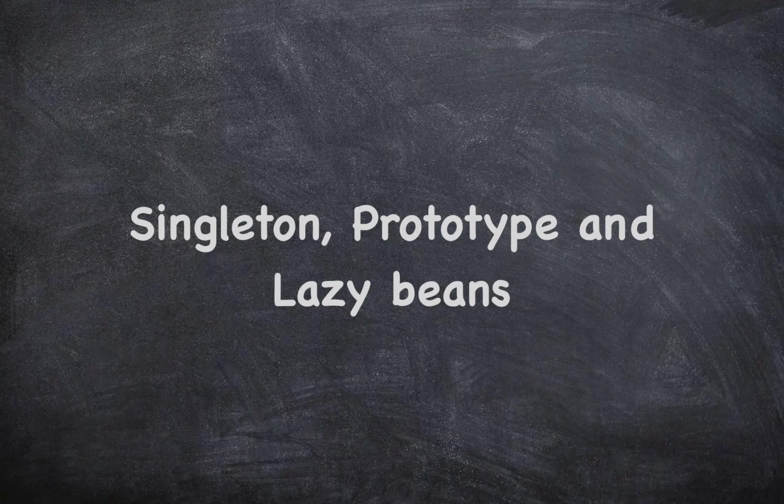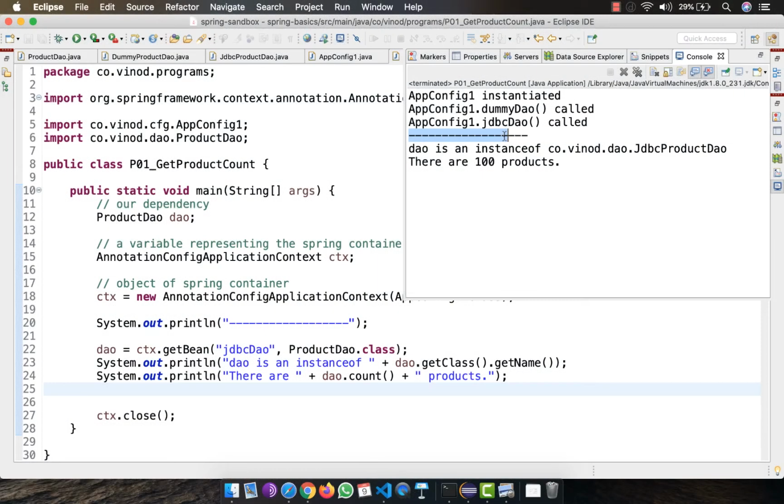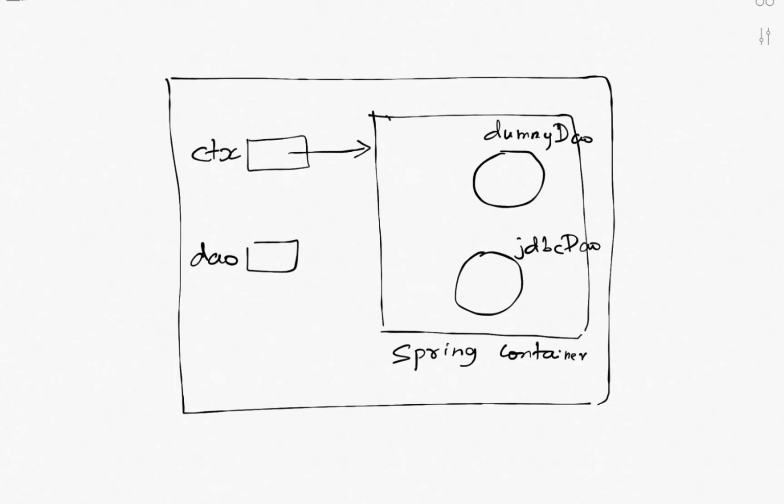When we ran the application, we saw that before printing this line, that is at line number 20, at line number 18 itself, these three lines were printed, which means that the function dummy DAO as well as JDBC DAO have already been called. When we say in line number 22, give me a bean object over here, Spring is not going to call the dummy DAO or JDBC DAO again, but instead it's simply going to return the object from here. So as you can see at this time, DAO already corresponds to JDBC DAO, and we are simply getting the reference of this.